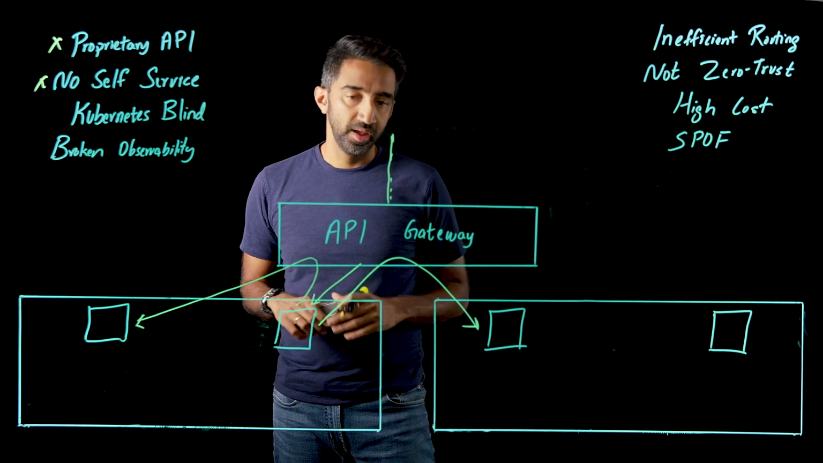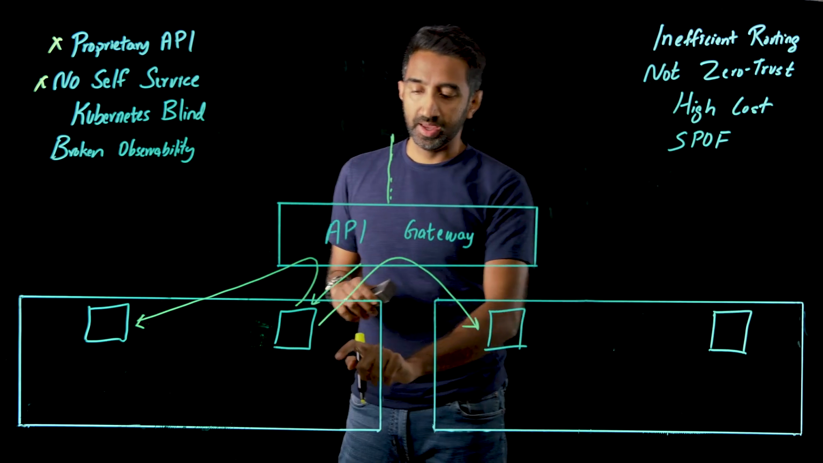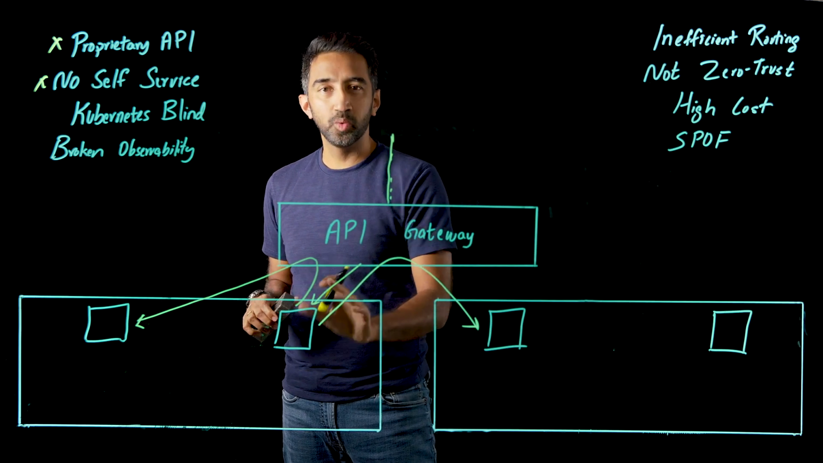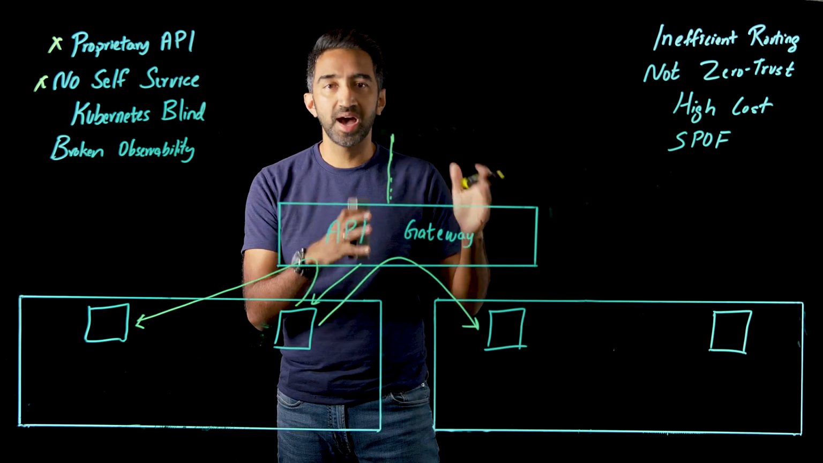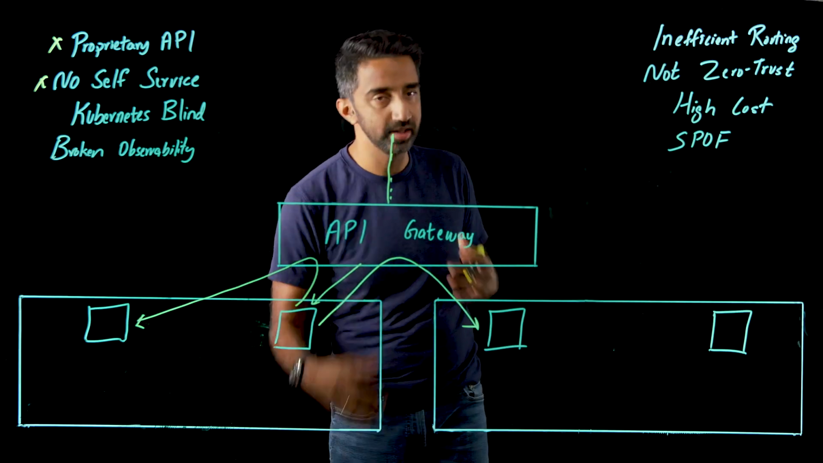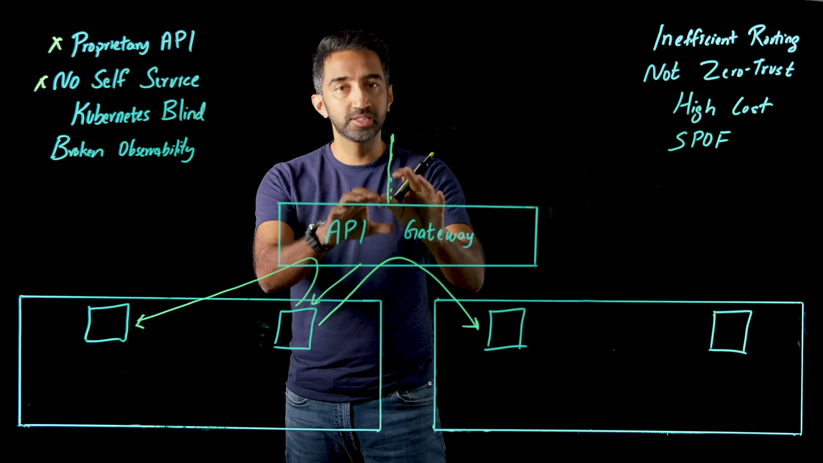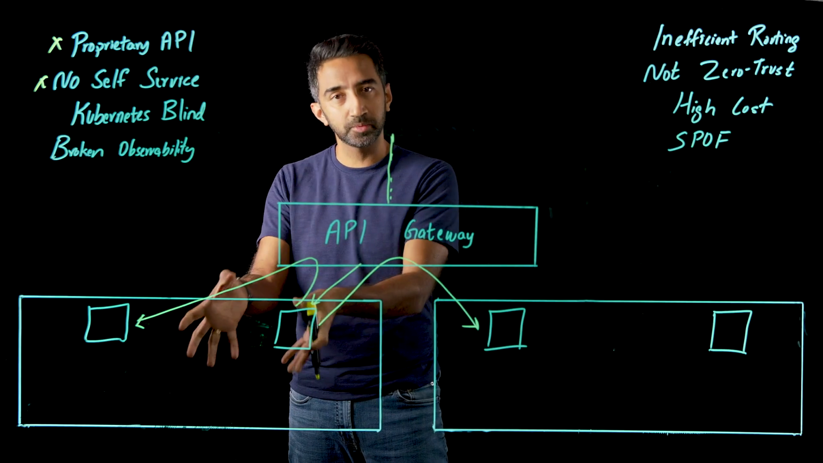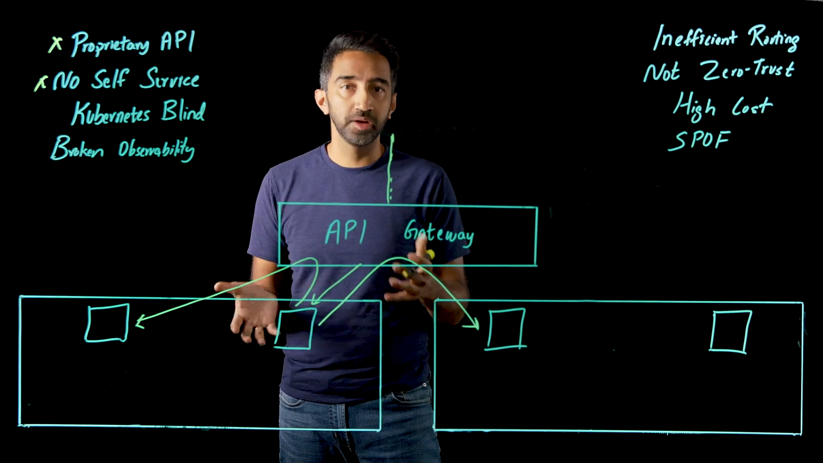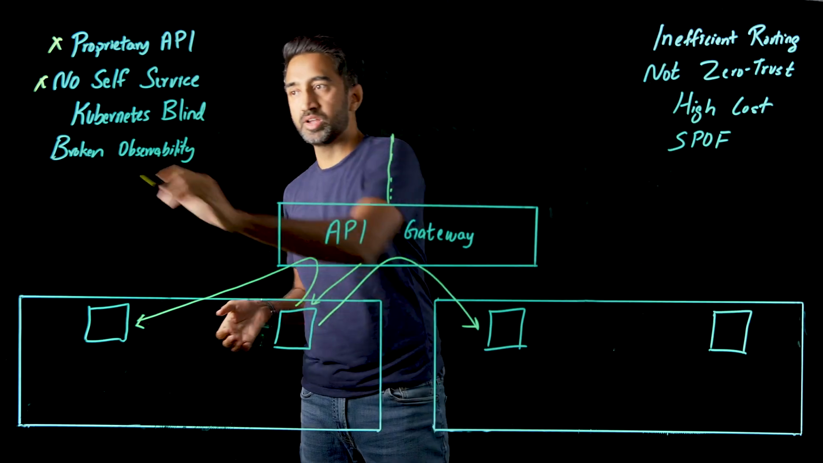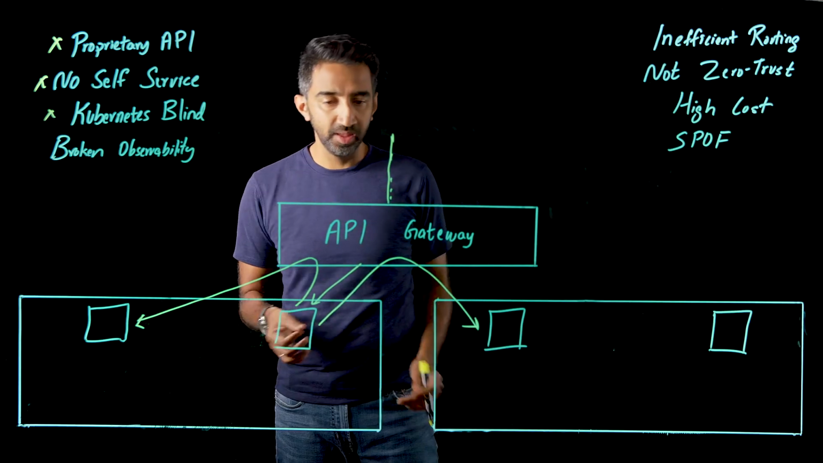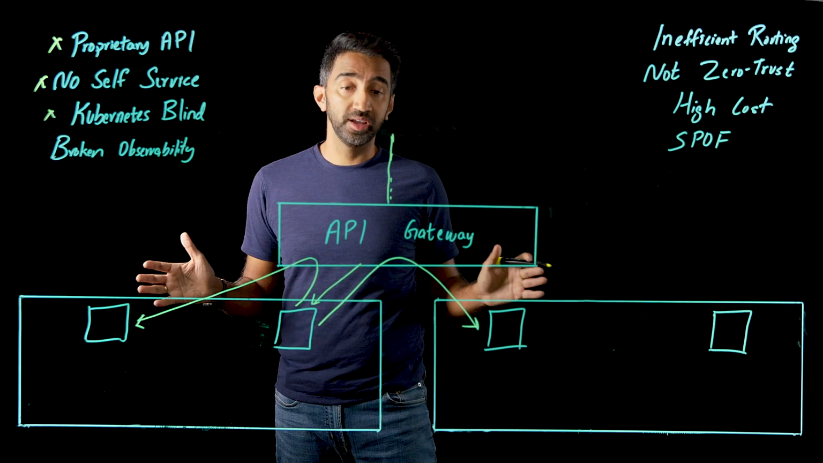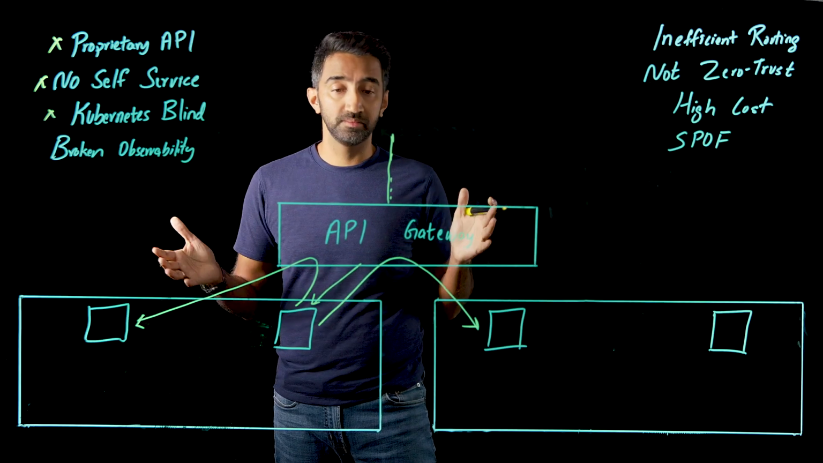For example, this API gateway doesn't know the internals of Kubernetes. It doesn't know pods, IPs, how Kubernetes is doing its health checks, etc. It's Kubernetes blind. So it's not able to give you the advanced features that developers need to do things like canary routing, session affinity, etc.